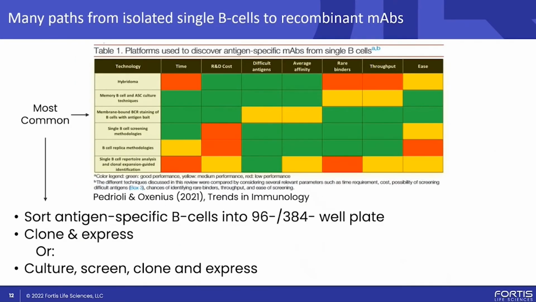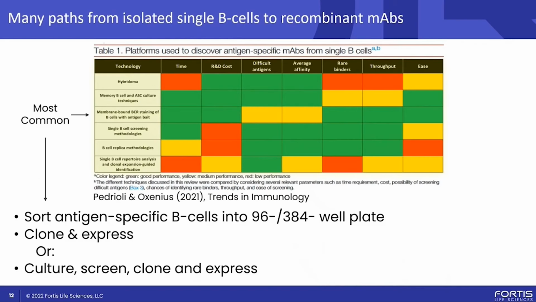So if we look at the B cell approaches, there are many different ways to go about taking B cells and arriving at a recombinant antibody. This table from a review by Pedrioli and Oxenius does a good job of comparing those technologies with hybridoma technology. They all have advantages and disadvantages. One of the disadvantages that we'll talk a little bit more about on a future slide with hybridoma is the amount of work involved on a per campaign basis. So you'll see that recognized there in terms of the red block for time and the red block for throughput.